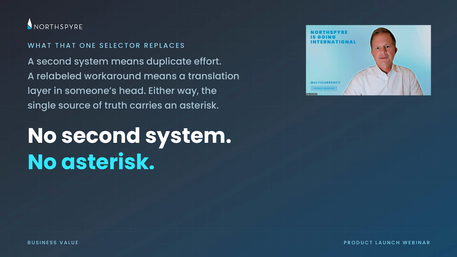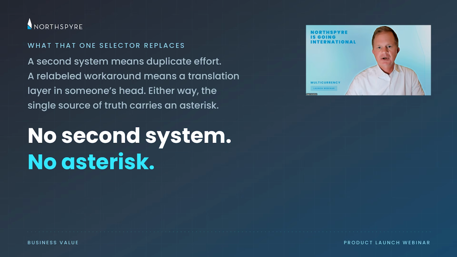It is worth pausing on what that one selector replaces, because the cost of the old way was rarely one dramatic failure. It was a steady tax. A second system means duplicate effort. A relabeled workaround means someone is maintaining a transition layer in their head. And in both cases, the portfolio's single source of truth has an asterisk attached to it.